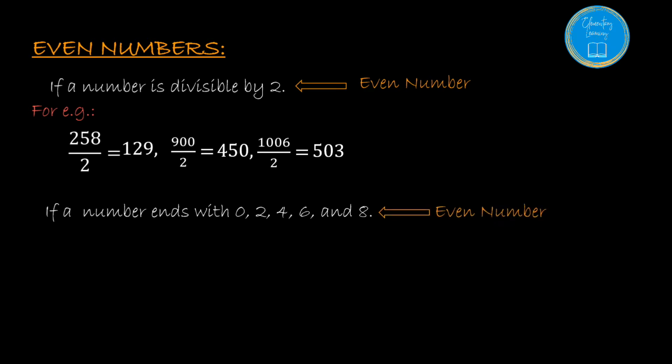For a more simplified way, if a number ends with 0, 2, 4, 6, or 8, those numbers will be called even numbers. For example, 258, 900 and 1006. All these three numbers are ending with 8, 0 and 6. So according to the given definition, all these three numbers are even numbers.